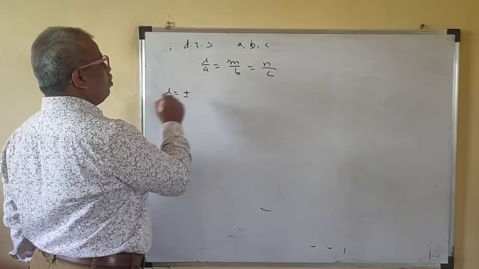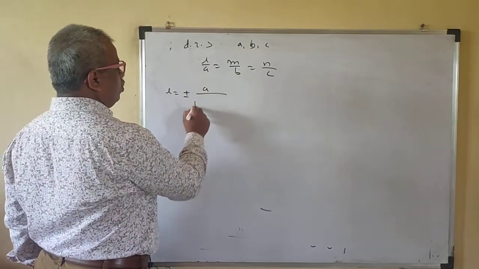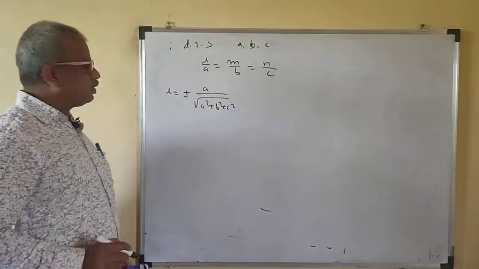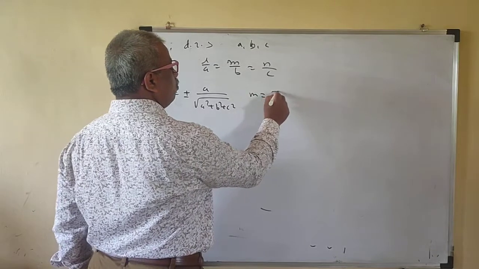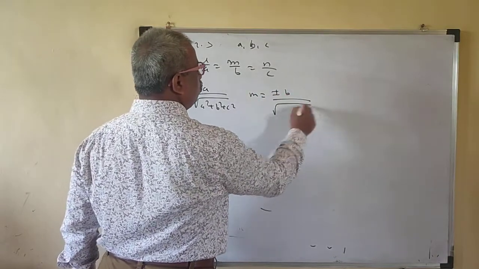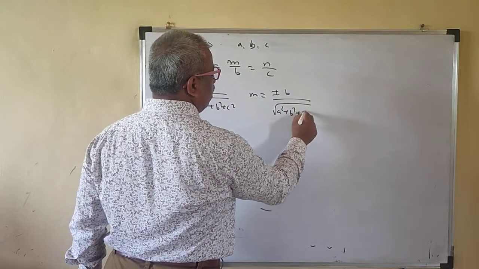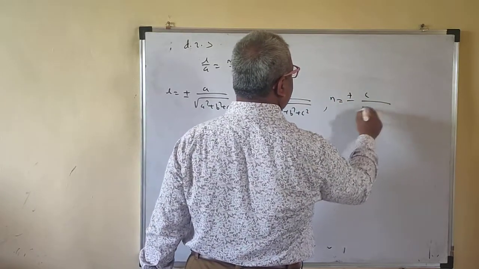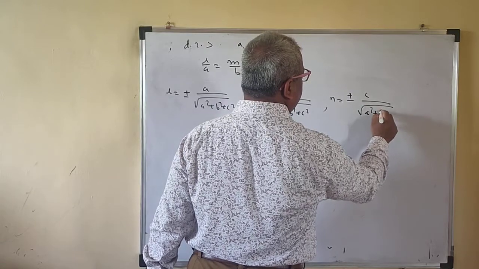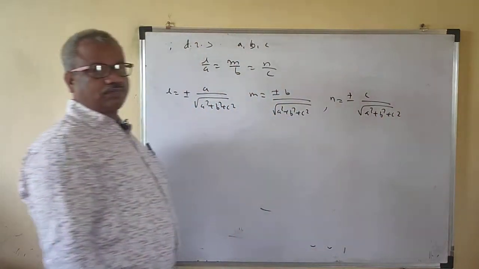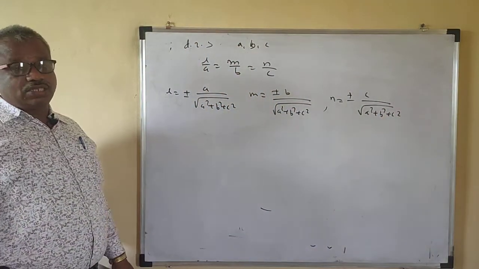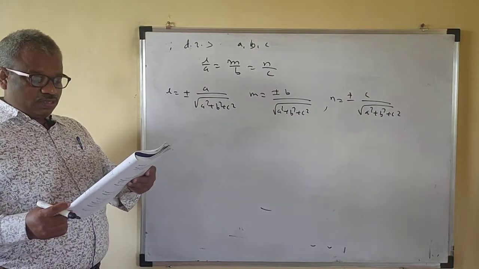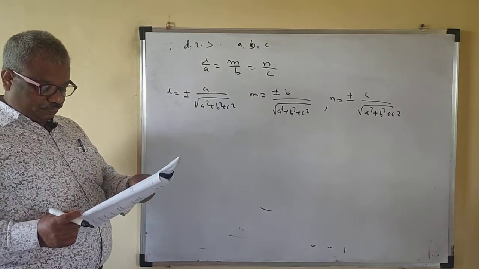So L is equal to plus or minus A upon root of A square plus B square plus C square. M is equal to plus or minus B upon root of A square plus B square plus C square. N is equal to plus or minus C upon root of A square plus B square plus C square. These are the direction ratios, and these are the direction cosines. Note this.